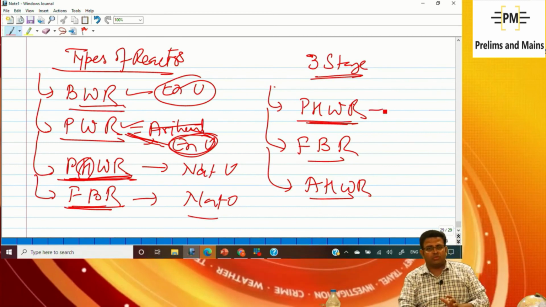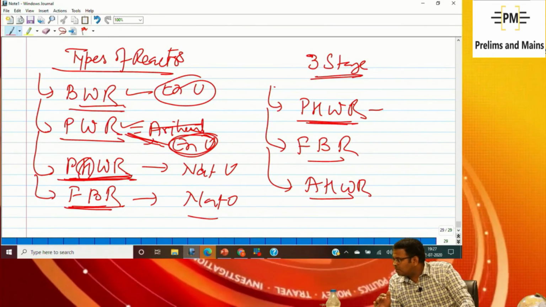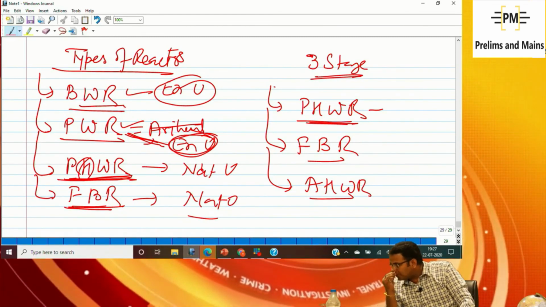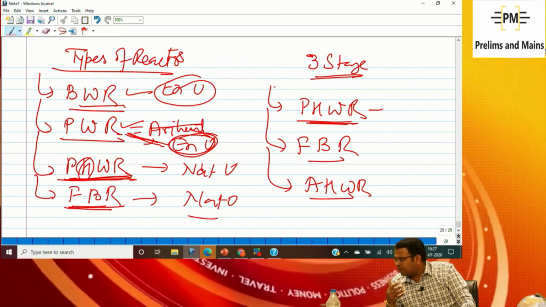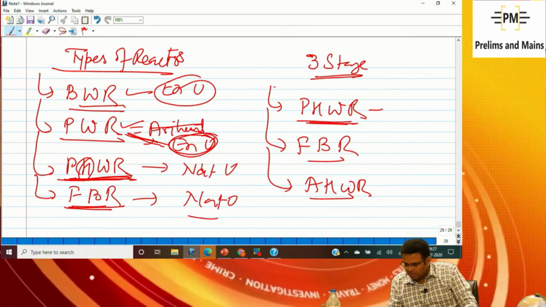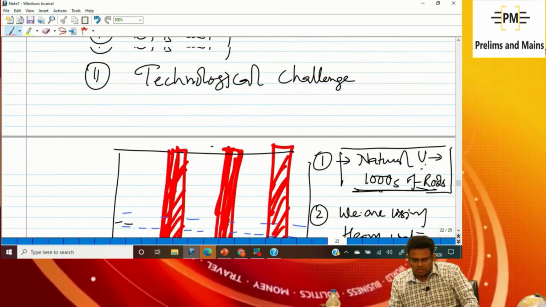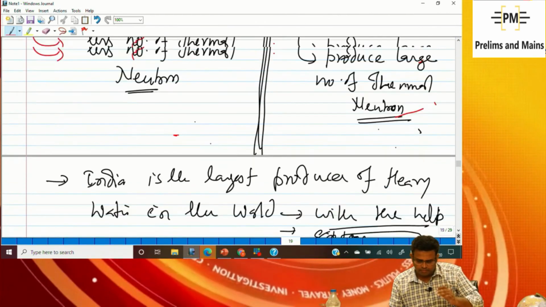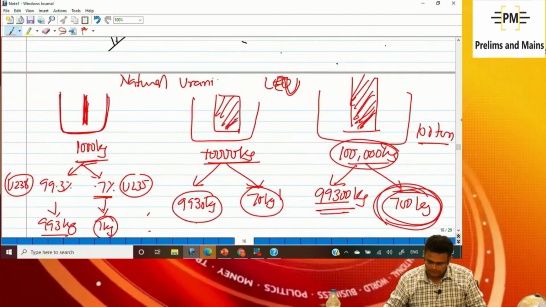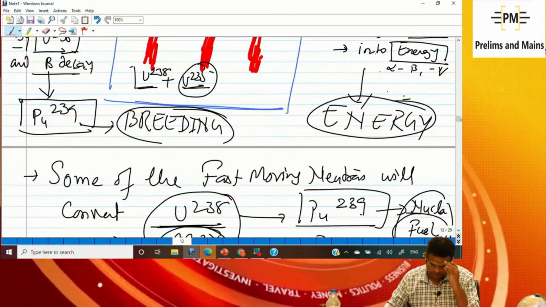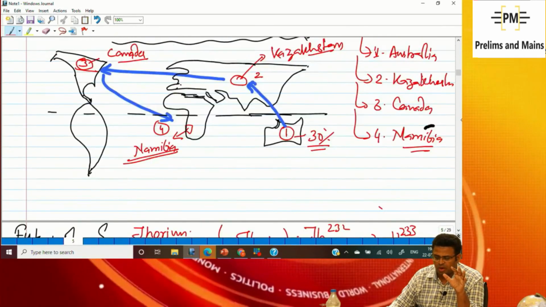Tomorrow when I teach you, whatever concept I have given, beta, there will be less amount; the rest of the things we will leave for tomorrow. What I taught today, I started talking to you about the types of reactors and the 3-stage program of India.